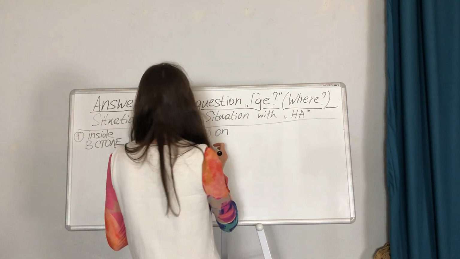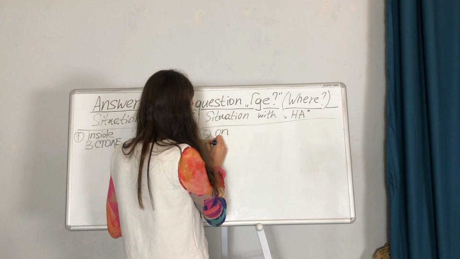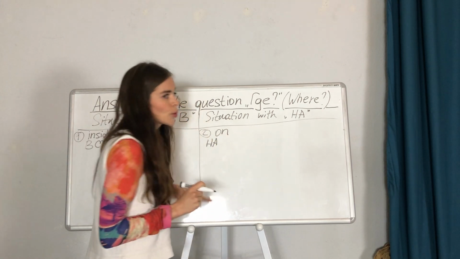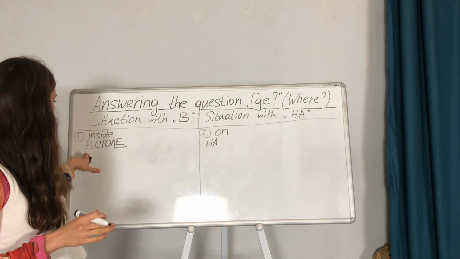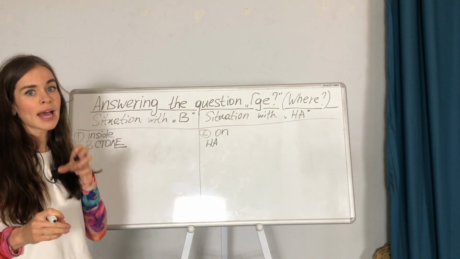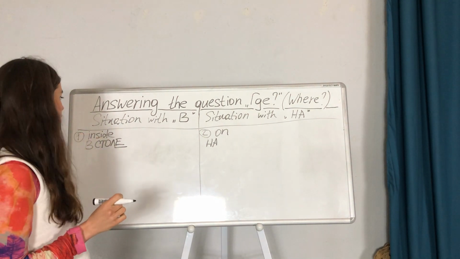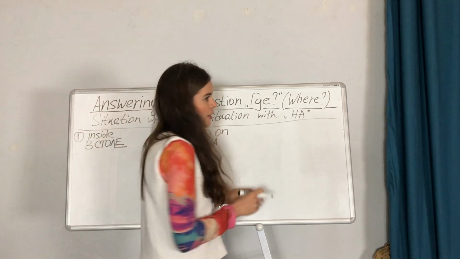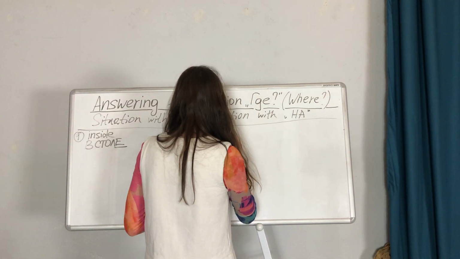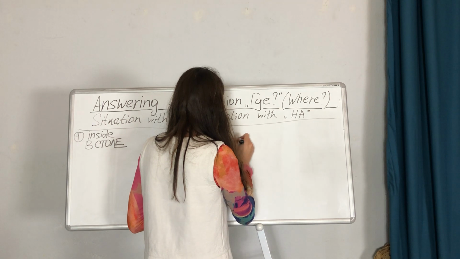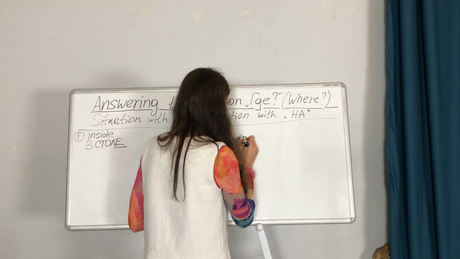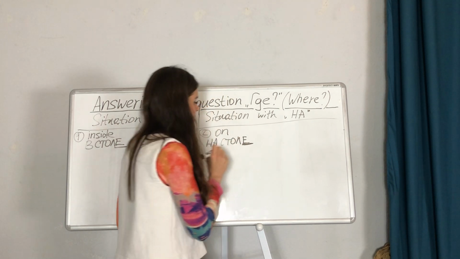On will be на столе. It doesn't matter whether you use the preposition в or на, we always add е in the end. На столе means on the table. Е all the time. This is very important.